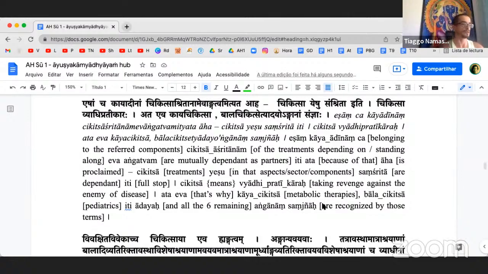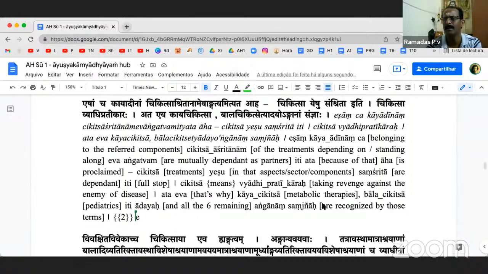Okay, let's move on. Yasham cha kāyādīnam chikilsa āsridanam angatvam ityada. Why all these? Yasham kāyādīnam, that means these: kāya, bāla, graha, urdhvāṅga, shalya, damshtra, jara, vrisha. All of them, chikilsa āsridanam. Actually, why is this division made? Because when you do the treatment, you should have some specific areas of treatment. Thus, chikilsa ashridatvam is there.